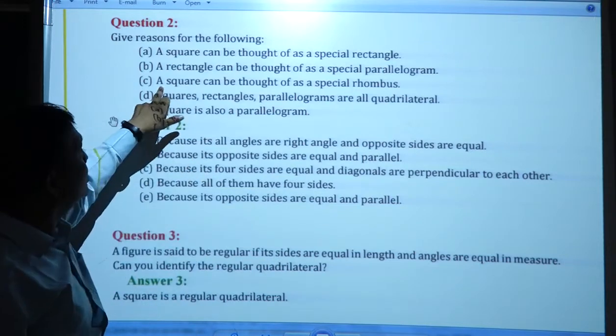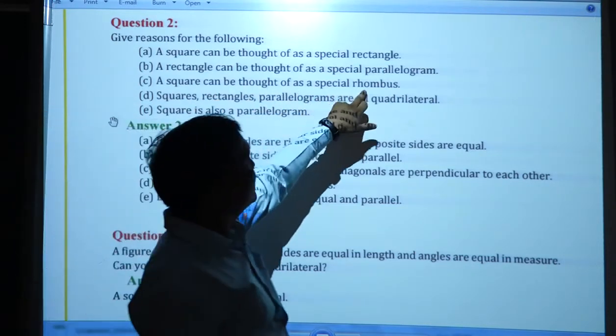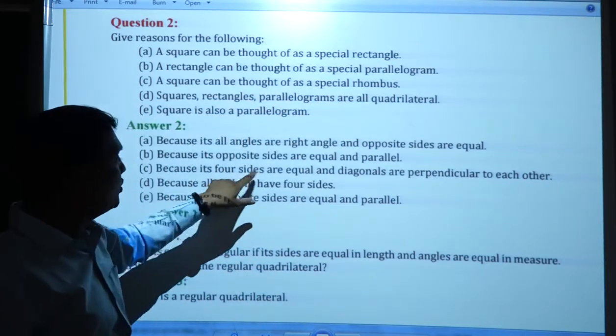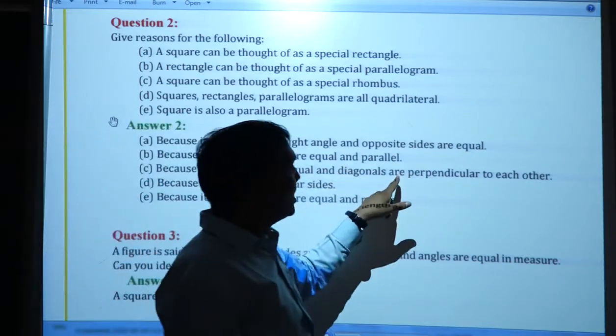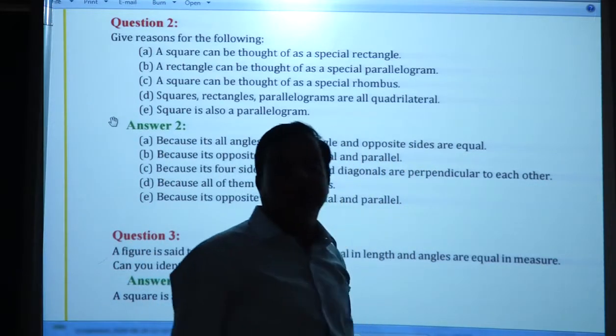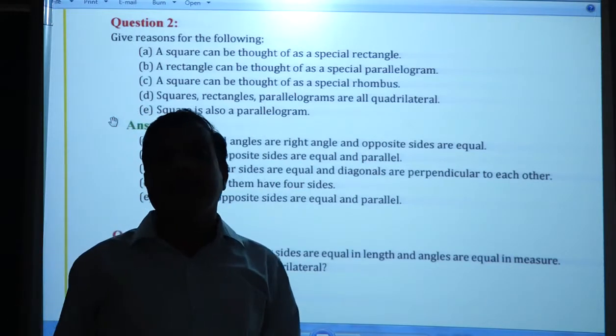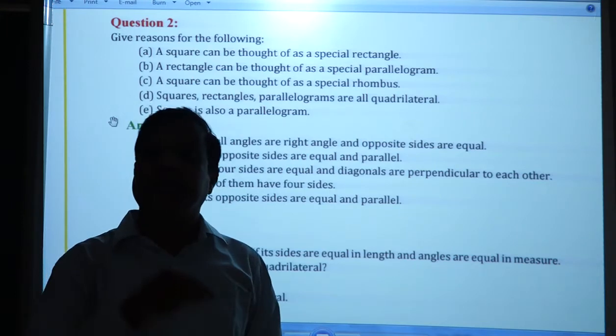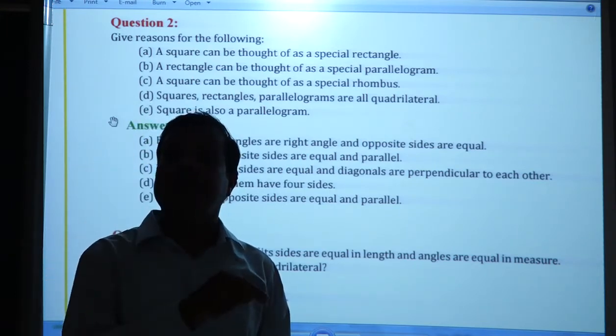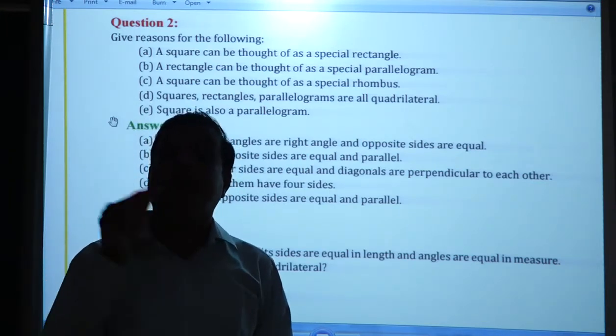Next question: a square can be thought of as a special rhombus because its four sides are equal and its diagonals are perpendicular to each other. If you see, in a rhombus four sides are equal and in a square four sides are equal. And the square's diagonals form a perpendicular, and the rhombus's diagonals form a perpendicular.